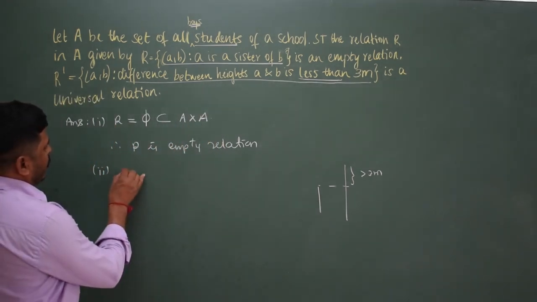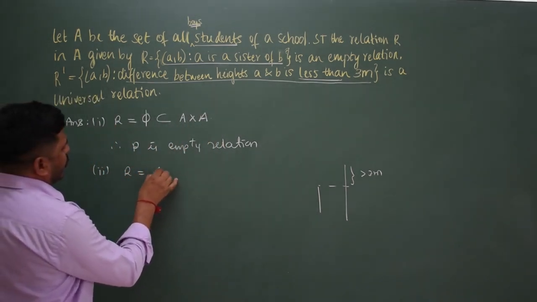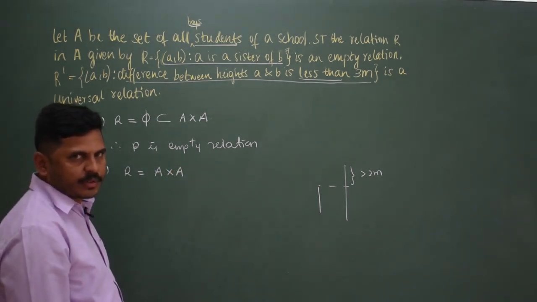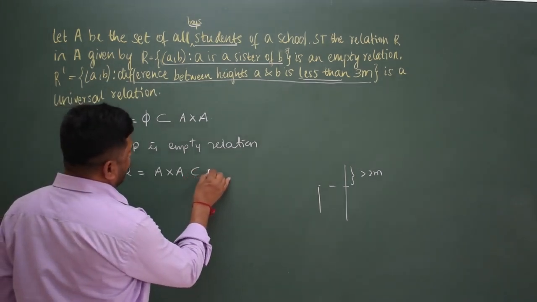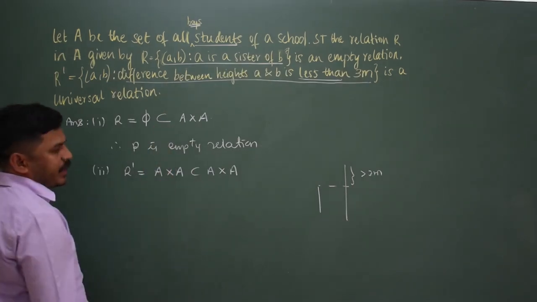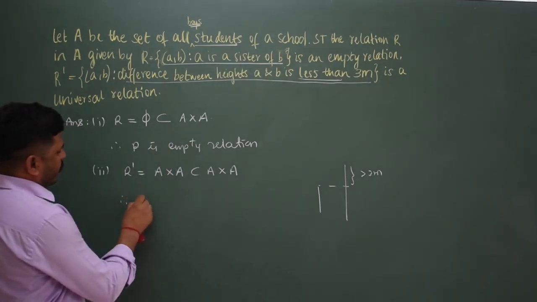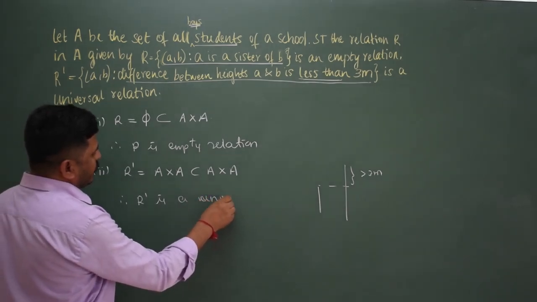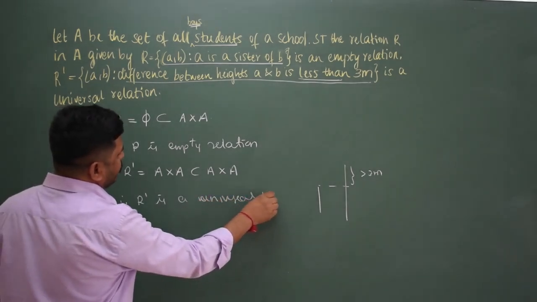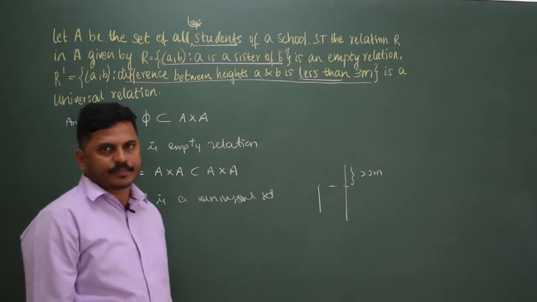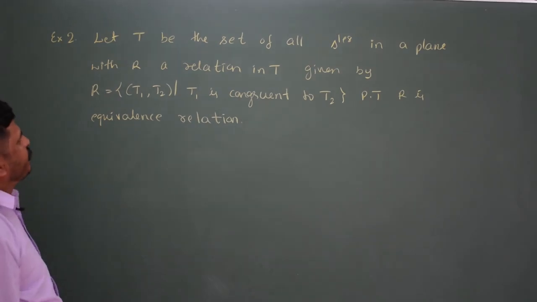Meaning what? R is equal to A cross A. All the students, you are going to get A cross A. Is it a subset of A cross A? R dash, of course, they gave R dash. Therefore, R dash is a universal relation. That proves this. The next problem.